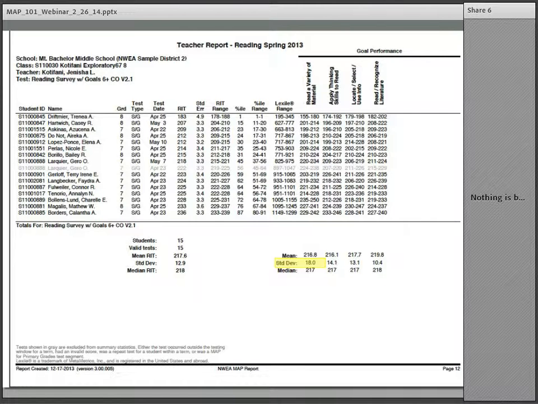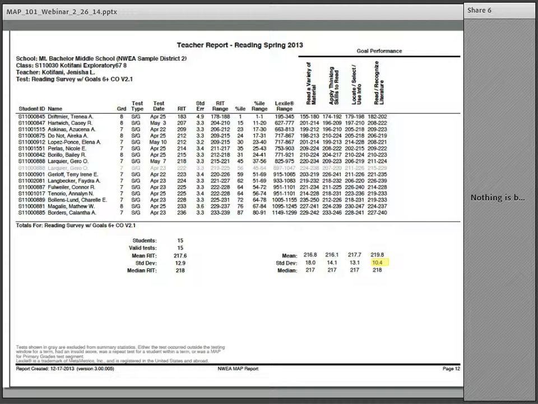So it goes all the way from a low of 155 to a high of 250, which would be potentially 95 points difference in the RIT scores of the students, those 15 students who took this test. Which translates then into a standard deviation of 18. So mathematically, using some kind of formula, the standard deviation is 18.0.